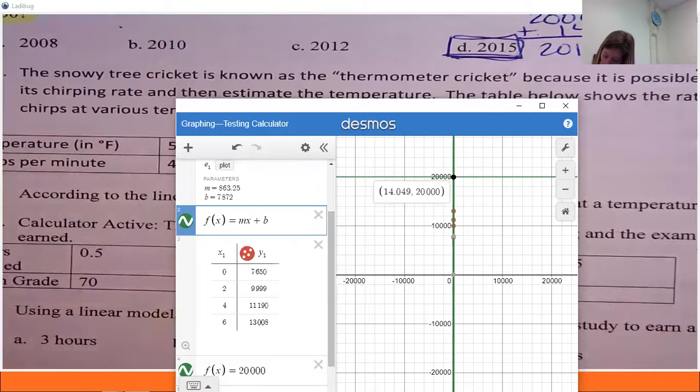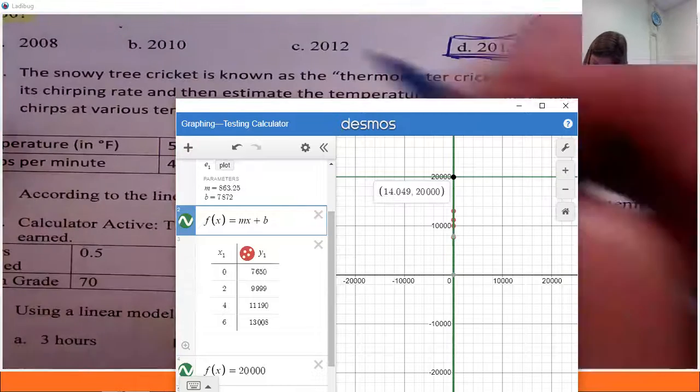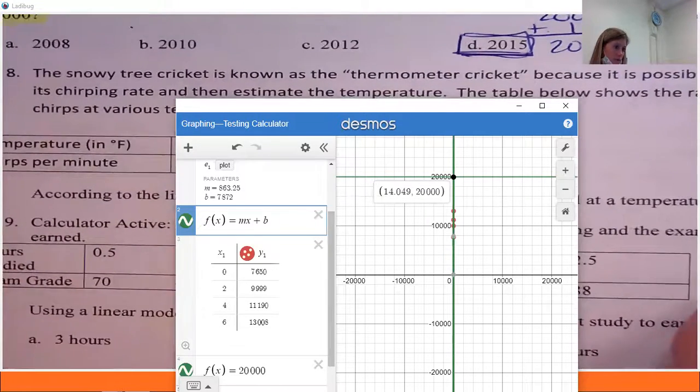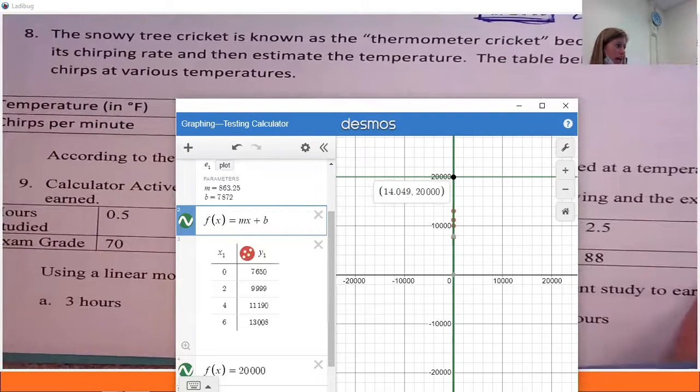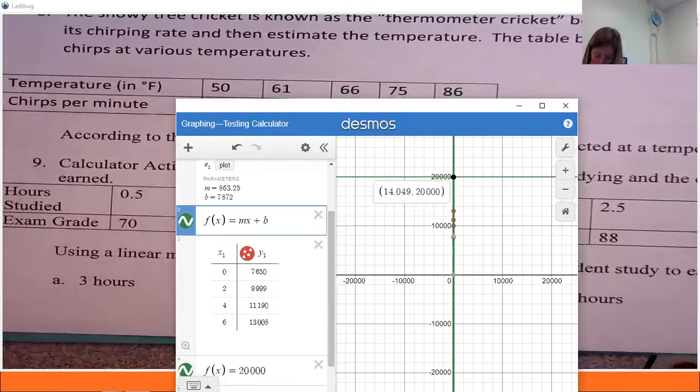Okay. All right. Number 8. I'm going to let you, no, we'll do number 8 together. Then I'll let you do one on your own. All right. So let's do number 8. QJ, what's the question asking for number 8?